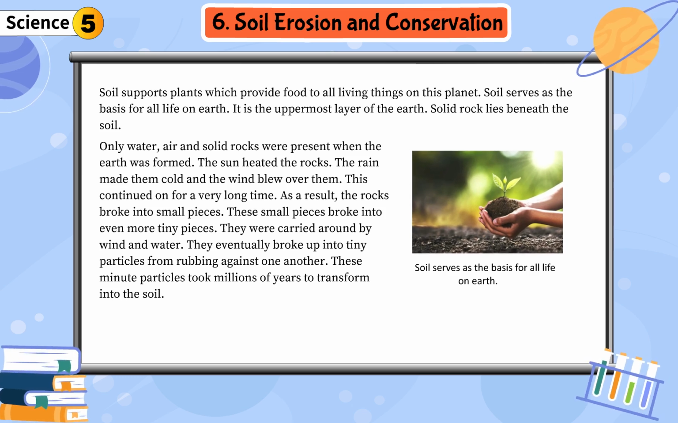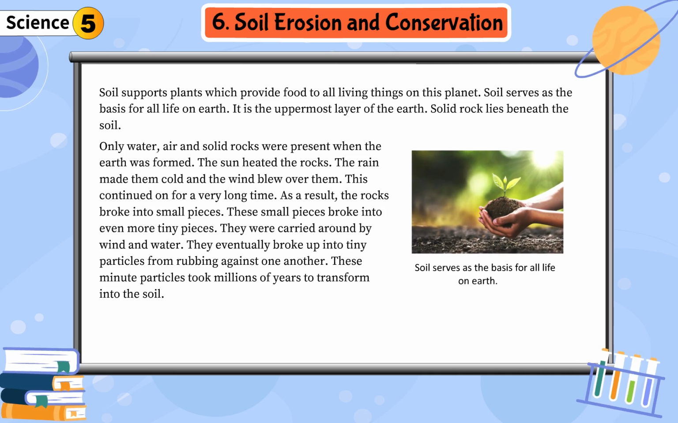Solid rock lies beneath the soil. Only water, air and solid rocks were present when the Earth was formed. The sun heated the rocks. The rain made them cold and the wind blew over them. This continued on for a very long time. As a result, the rocks broke into small pieces.